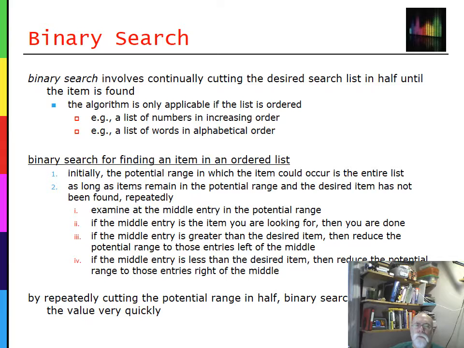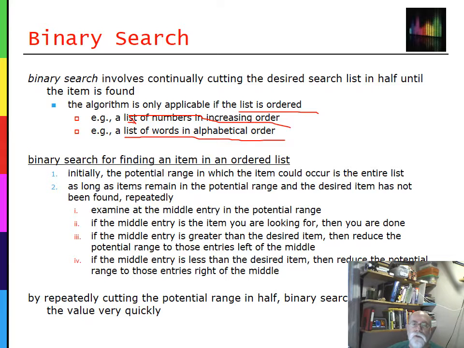The binary one, though, is basically you have to have a list in order. Their example here is a list of numbers in increasing order, or words in alphabetical order, and you would start in the middle. And so there was your beginning range. So please read these, because these will become important as you try to find information.